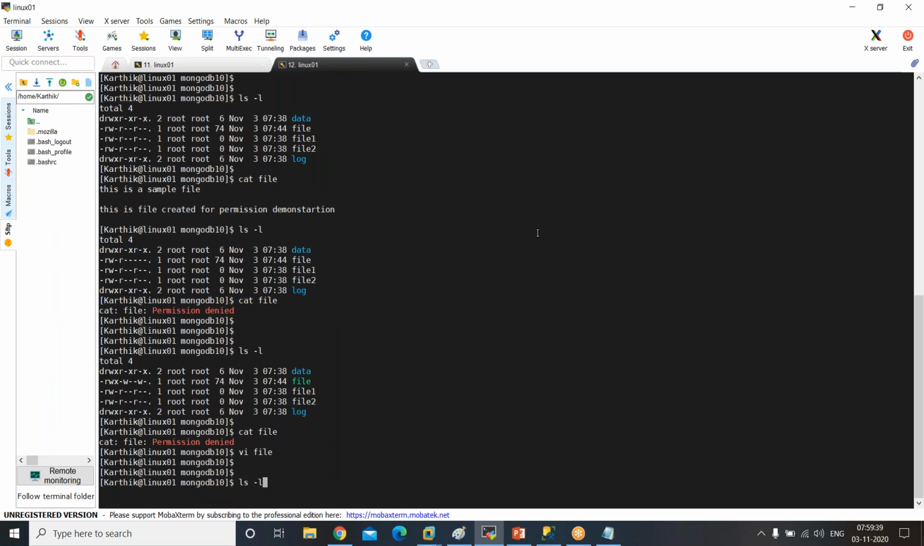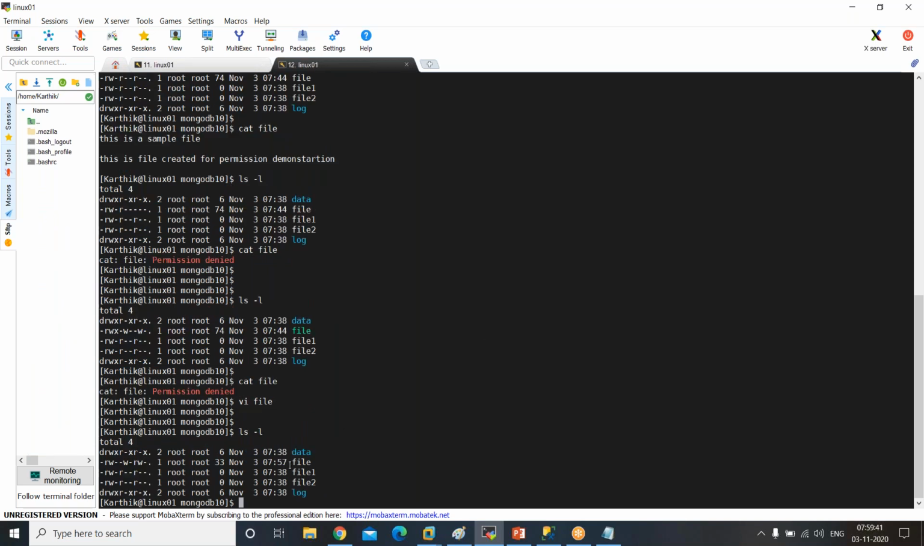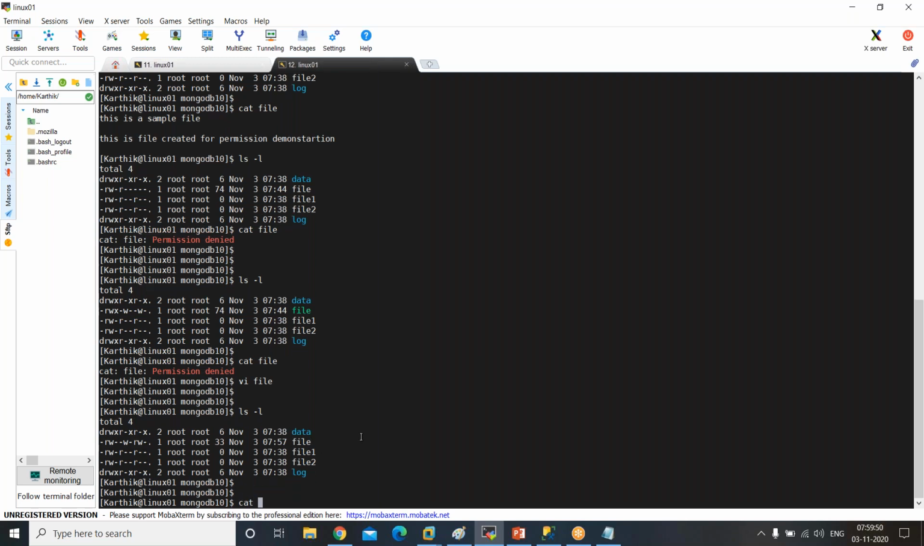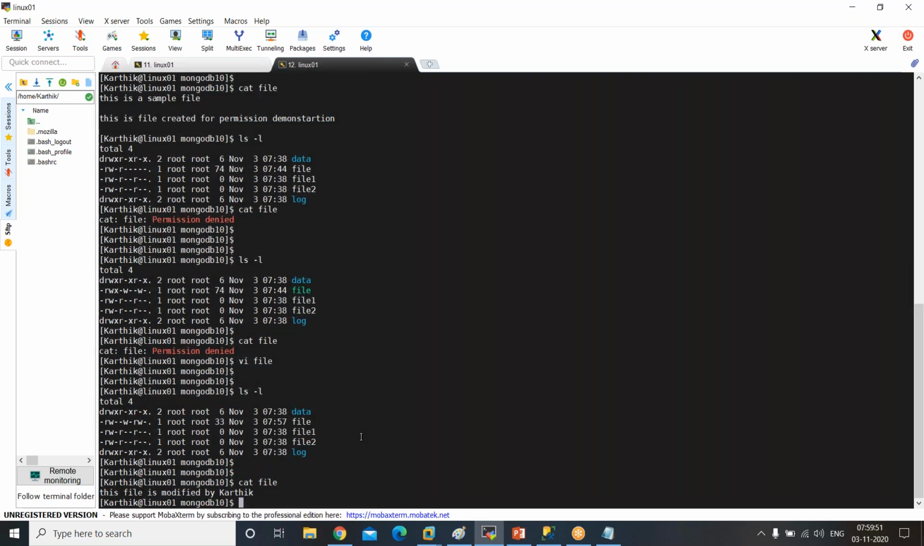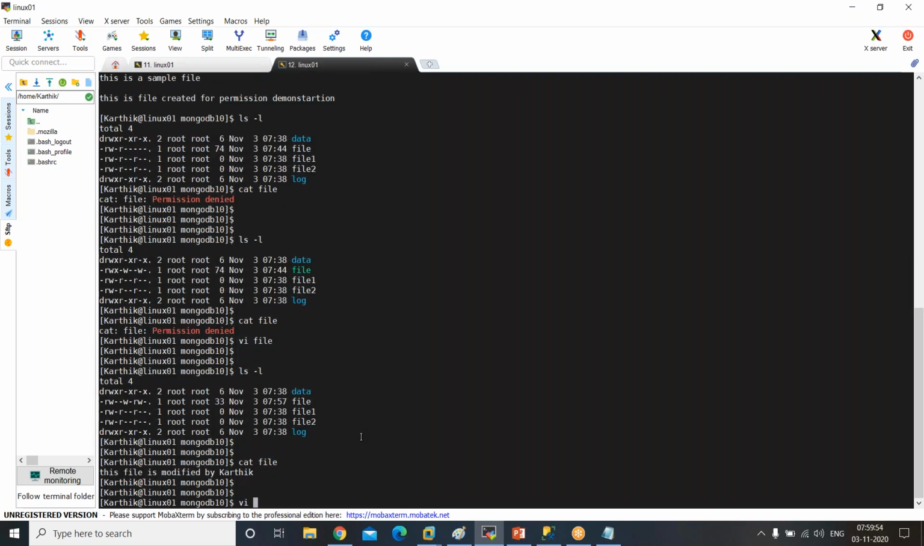ls -l. So if you see this file, owner has read write, group has only write, and others got the read and write. So now Karthik can read it directly. He can read it. There is no issue. He can vi that file and he can add some more data if he wants.